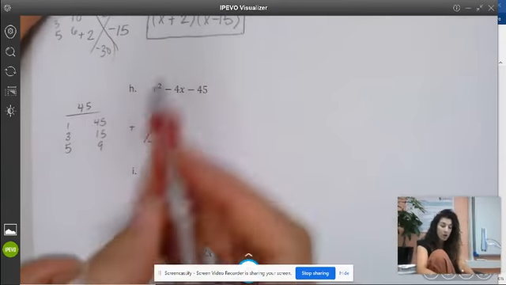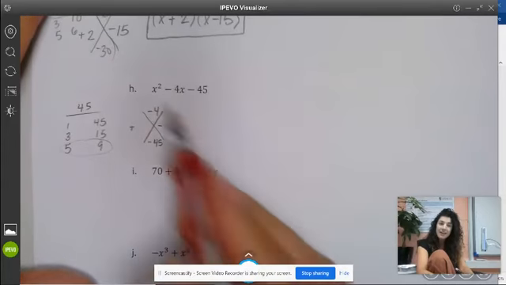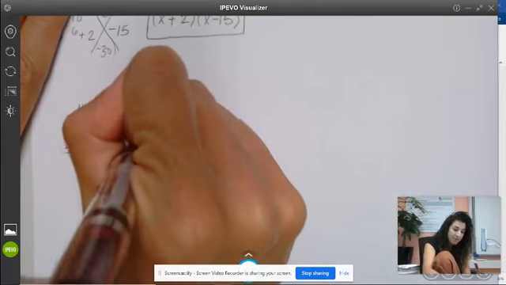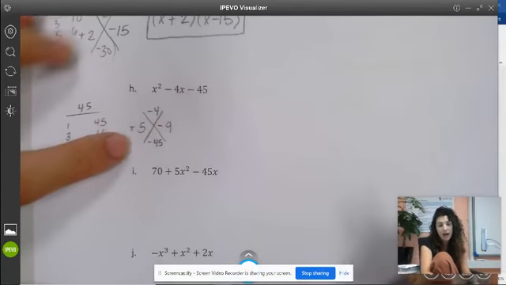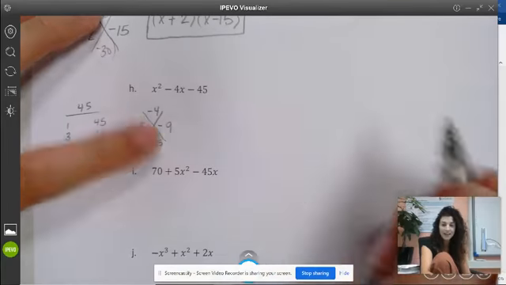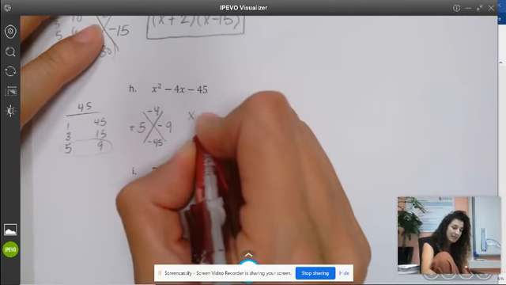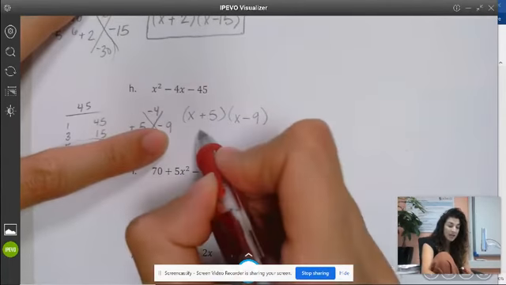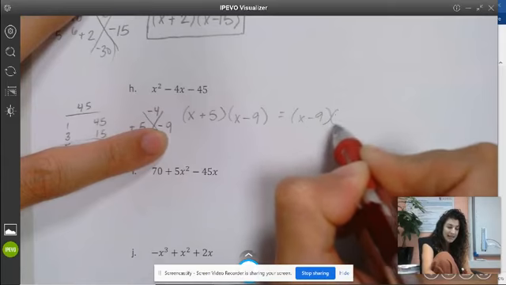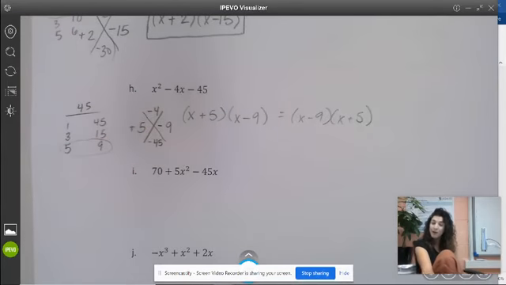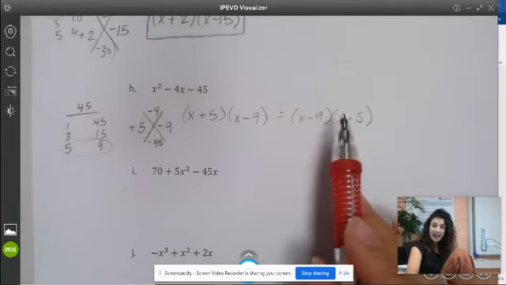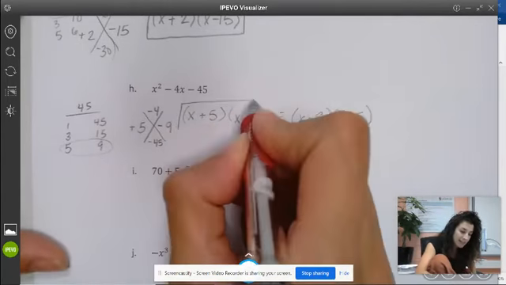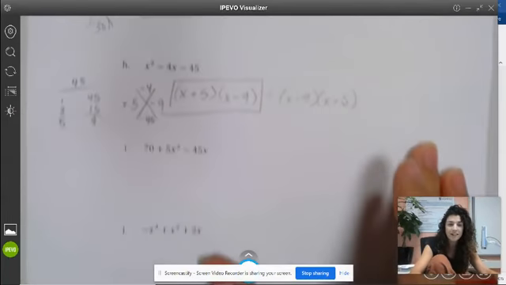All right, so a difference of 4, hopefully you realize, is 5 and 9. Since we want a difference of -4, that means that we're going to do a +5 and a -9, because 5 minus 9 is going to be -4. So that becomes x plus 5, x minus 9. Just to let you know, it is also the same thing as x minus 9 and x plus 5. It does not matter what order you put it in, as long as 9 stays negative and 5 stays positive. Box it and move on.